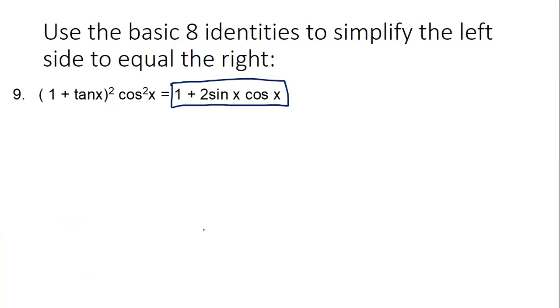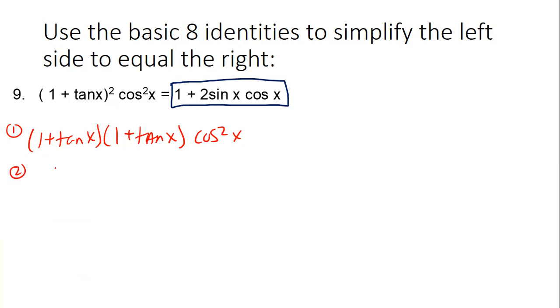Any suggestions on where to start? Expand. We're going to expand. So we have 1 plus tan x times 1 plus tan x, and don't forget your cosine squared x. So expand it. Step 2, we're going to FOIL, right? And we get 1 plus 2 tan x plus tan squared x. And that leaves us with cosine squared x.